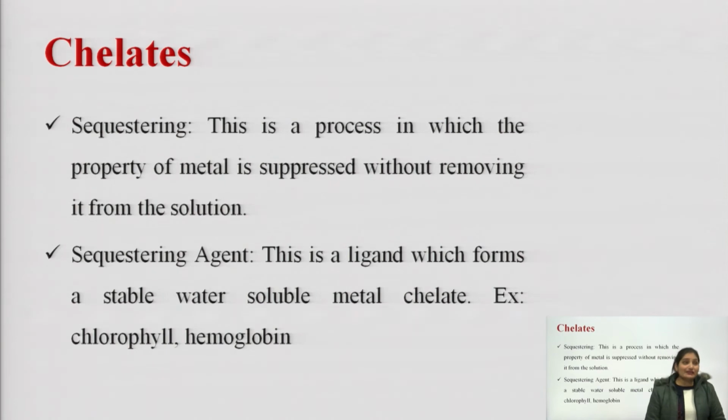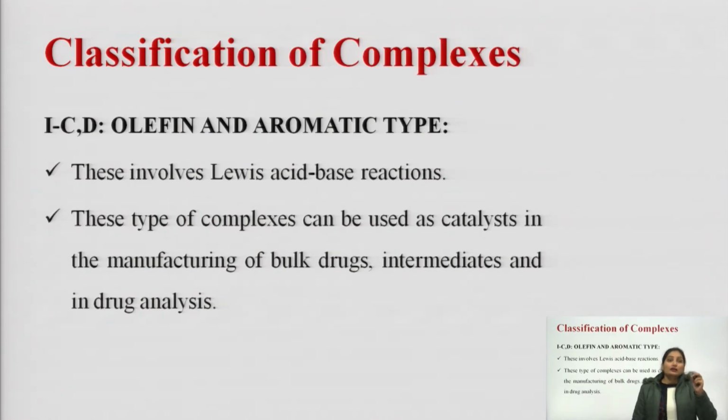Next is the last type, olefin type and aromatic type. Olefin type and aromatic type complexes involve the Lewis acid base reaction, and these types of complexes can be used as catalyst in the manufacturing of bulk drugs, in the manufacturing of intermediates and also in drug analysis.